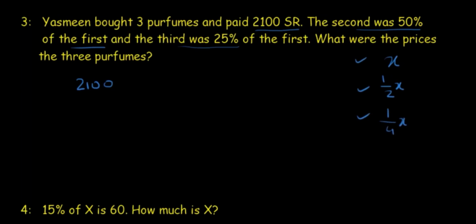So she's got 1, 2, 3 perfumes. The second is a half of the first one. This is the first one. The second's half of the first one. And the third's a quarter of the first one. 25%. What were the prices of the 3 perfumes? If I need to work that out, what I would do is add them all up. So I've got the first perfume, the second perfume, and the third perfume. I need to work out this.